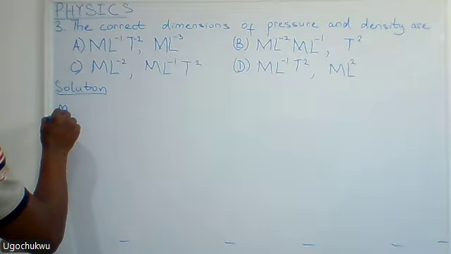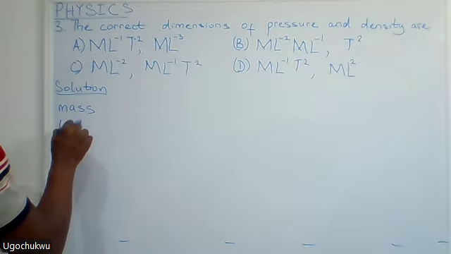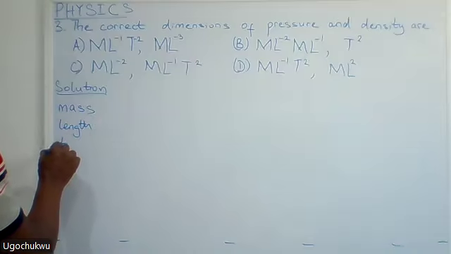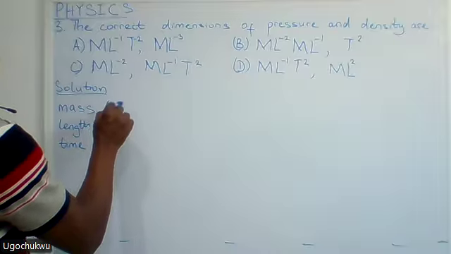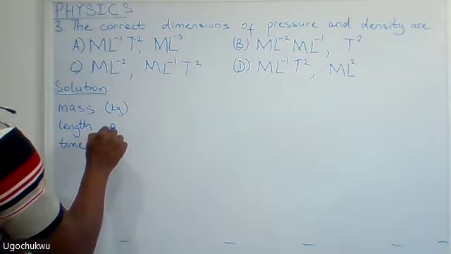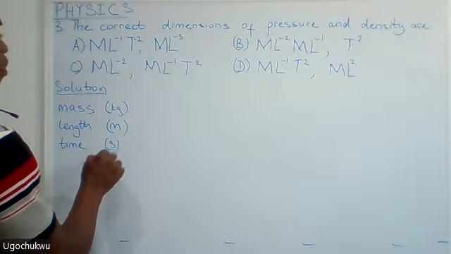These are mass, length, and time. The unit for mass is kg. Unit for length is meters, that's standard units. And unit for time is seconds.